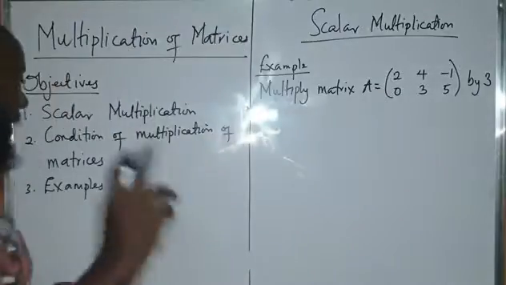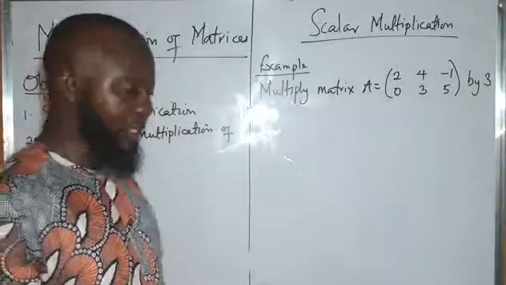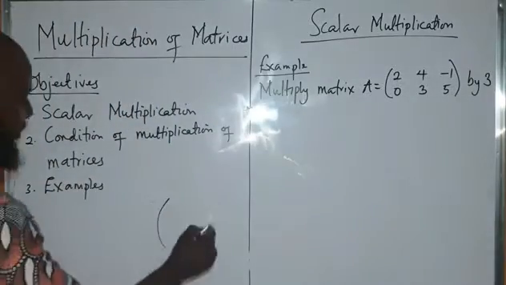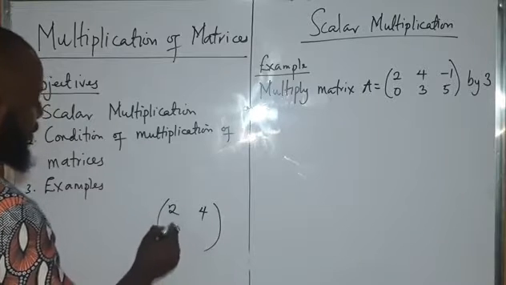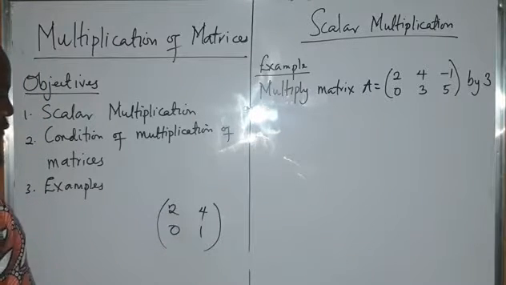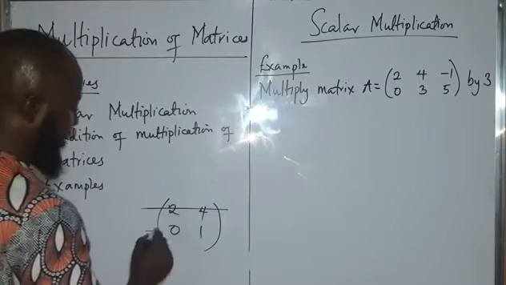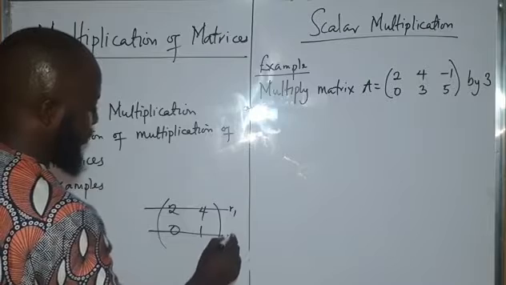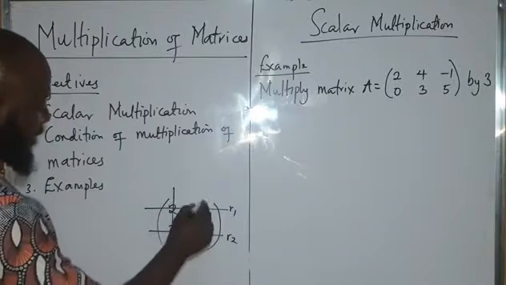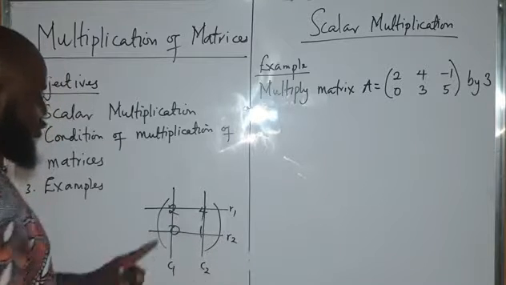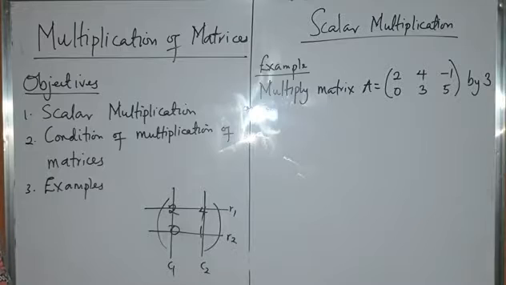So you must understand this. You must know the rows and columns properly. If you have a matrix this way, you have 2, 4, 0, 1. The rows are these: row 1, row 2. Then these are the columns: column 1, and this is column 2. Because we're making use of them in solving multiplication of matrices.